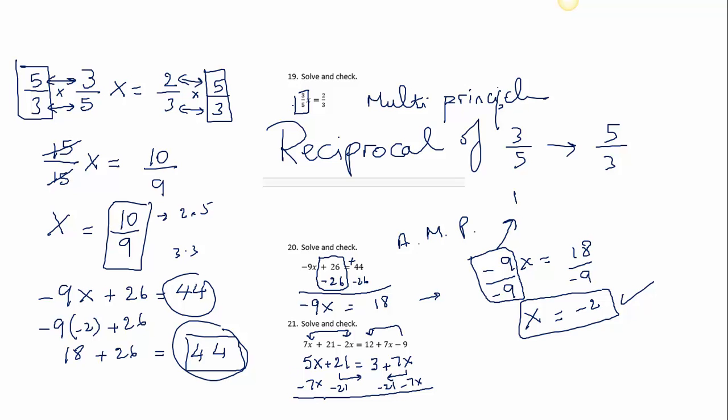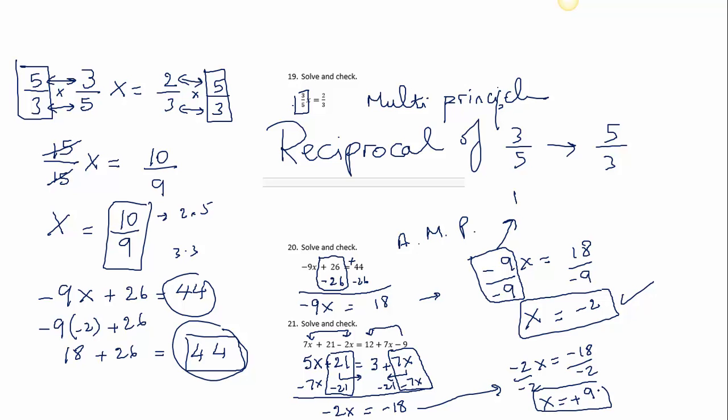So what is 5x minus 7x? That's a -2x. These two are zeros. These two are also zeros. And 3 minus 21 is just -18, because 21 minus 3 is 18 and 21 is more negative. So I'm almost done. -2x equals -18. Divide both sides by -2. So x would be negative divided by negative is positive. 18 divided by 2 is 9. X equals 9 is the final answer.